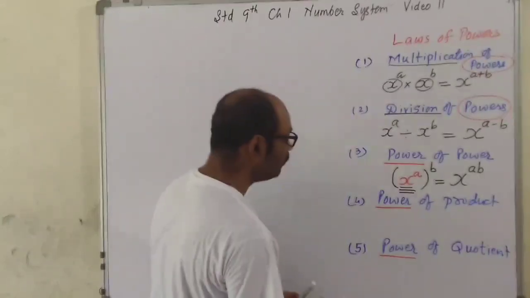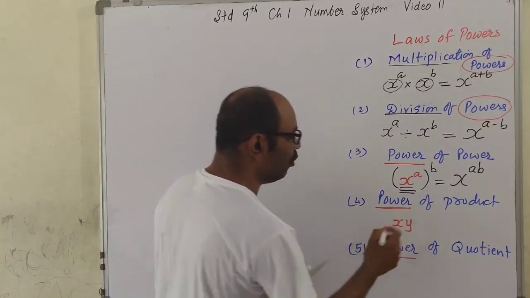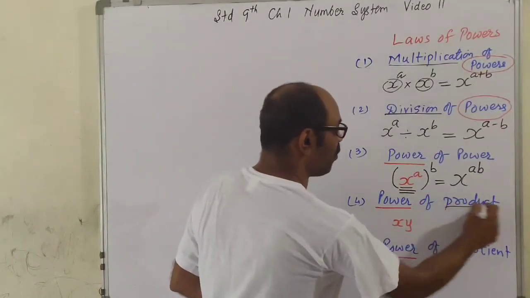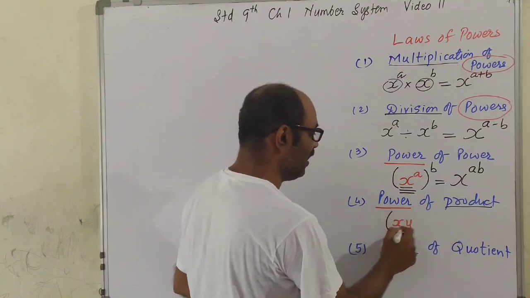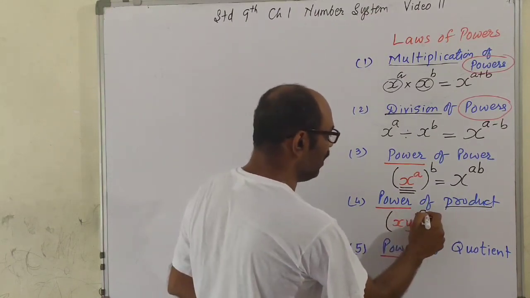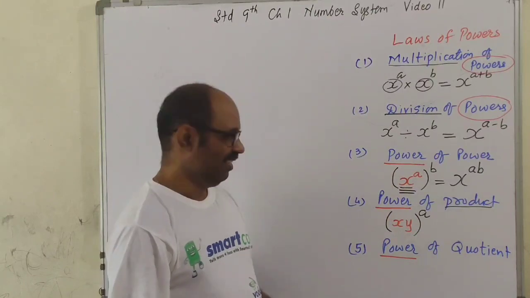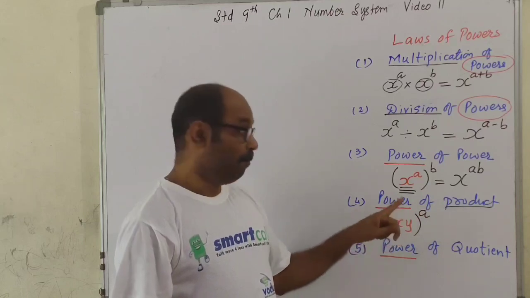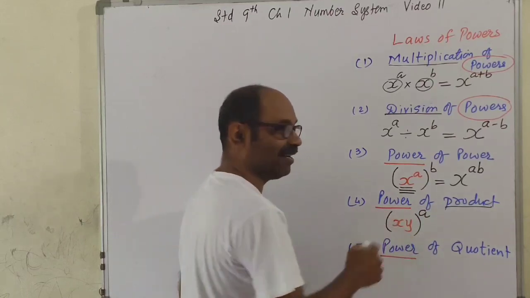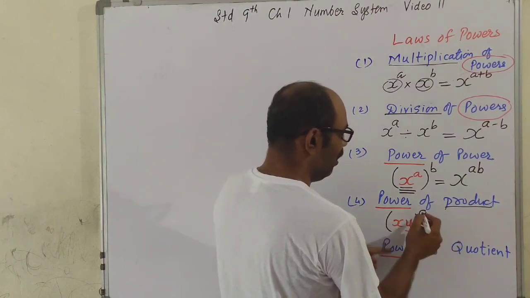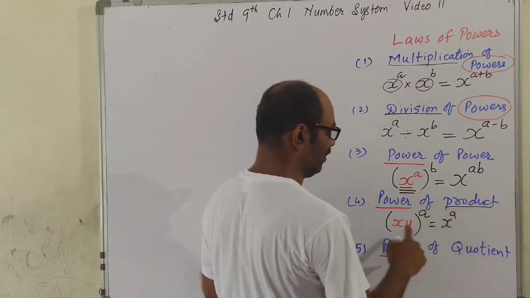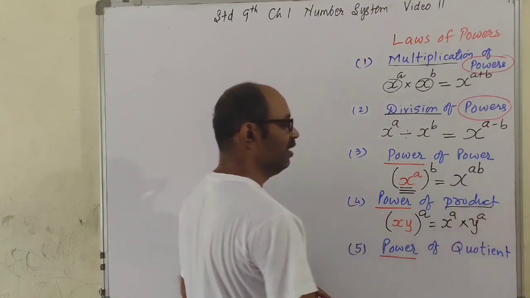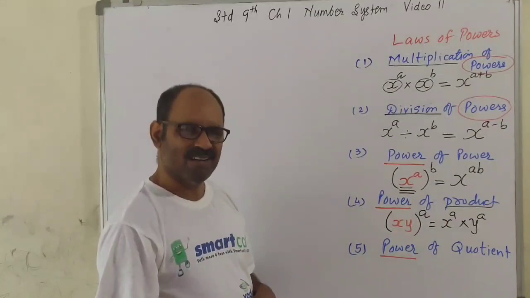Power of product. This is x into y. So what you are having? Product. This is the product of x and y, that is the base, raised to a. A single power whose base is x into y and index is a. Power of product. And according to the law, the nth power of x, that is x raised to a, into the nth power of y, that is y raised to a. This is the law of power of product.